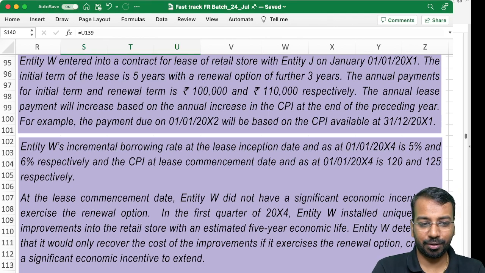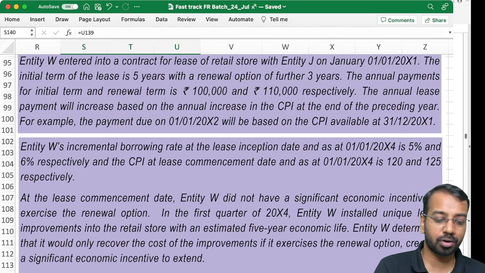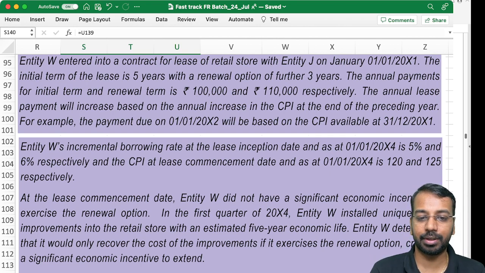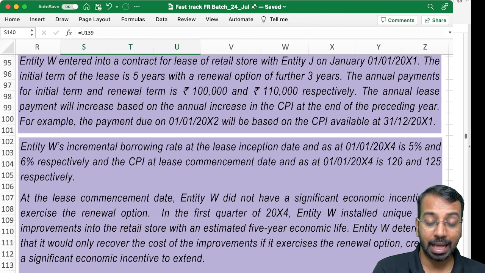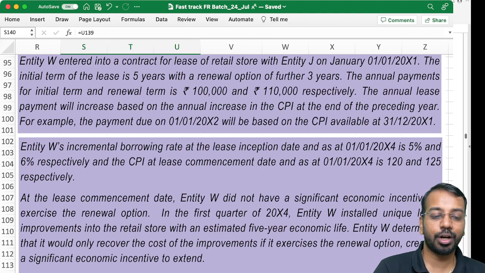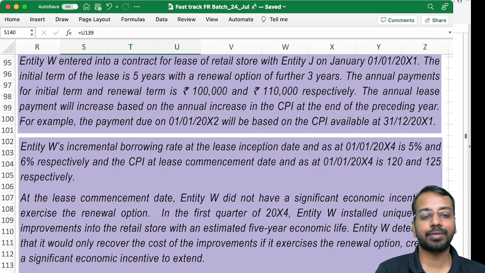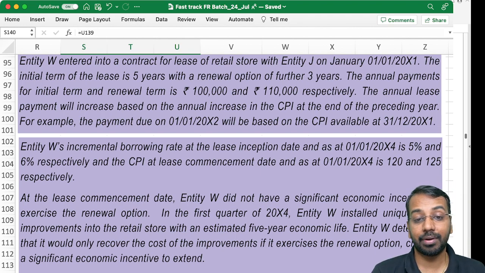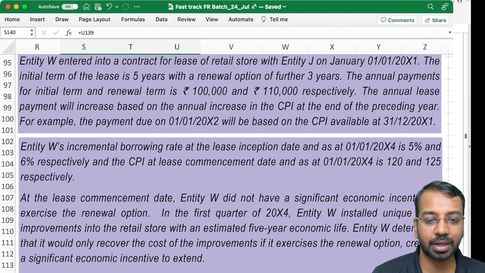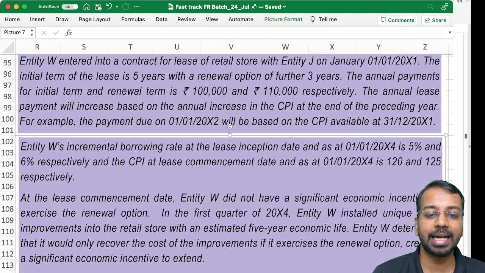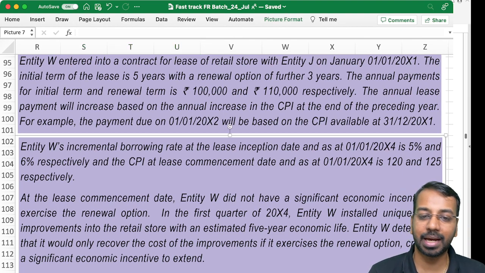Now what will happen? It's a very good question, and you should mark it as important, because this covers not only your measurement of ROU asset and lease liability, it also covers variable payments, and it also covers your remeasurement aspect. Now on 1st of January of year 4, we have said we will extend. When we extend here on 1st of January of year 4, the CPI has become 125.